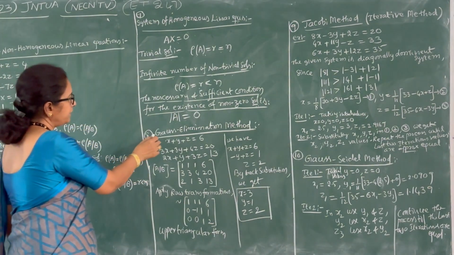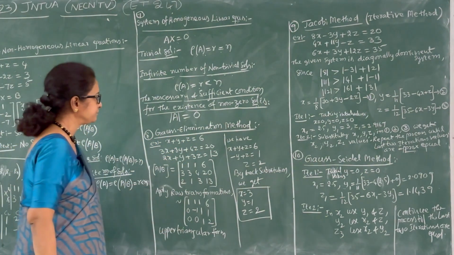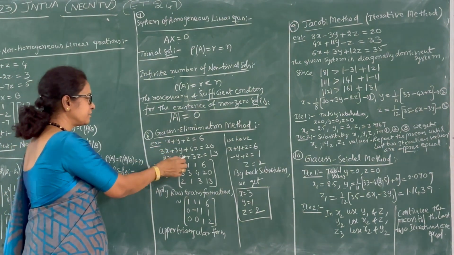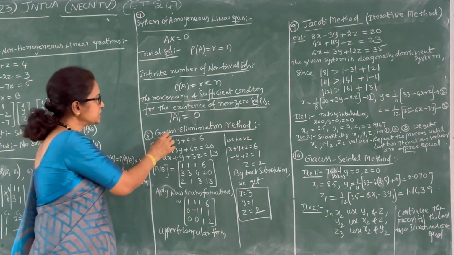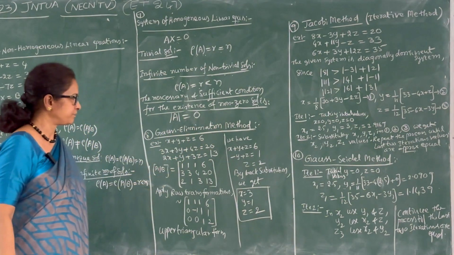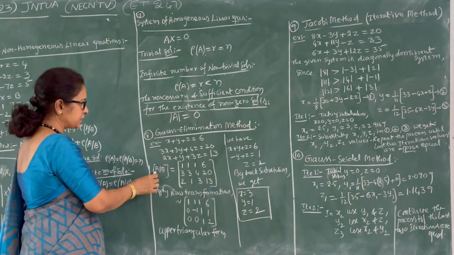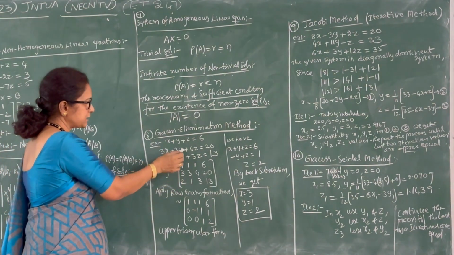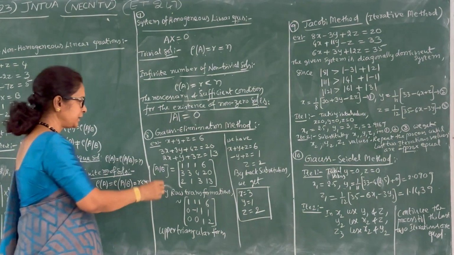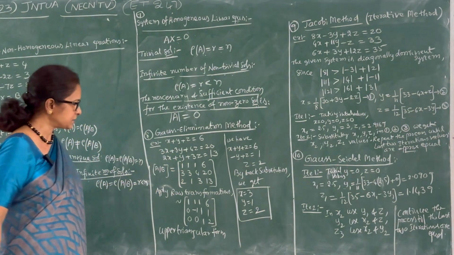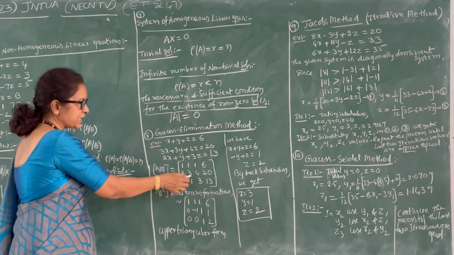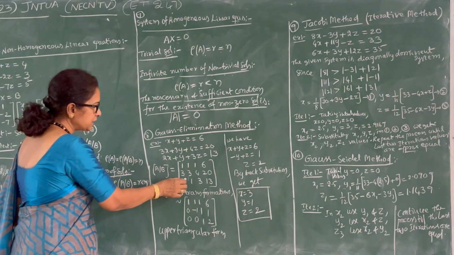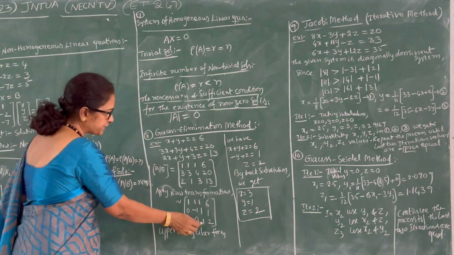Next, coming to the Gauss elimination method. How to solve the given system of equations by using Gauss elimination method? First, we have to write the augmented matrix. Here we have taken a small example, and here we have written the augmented matrix. By applying row transformations to this augmented matrix, we are reducing this matrix into upper triangular form.